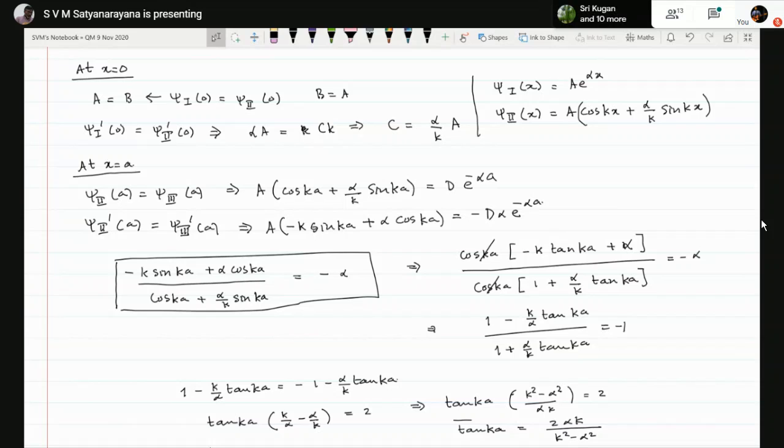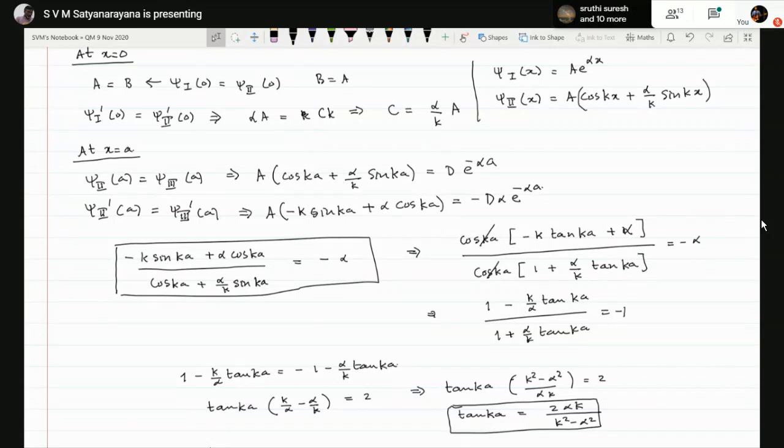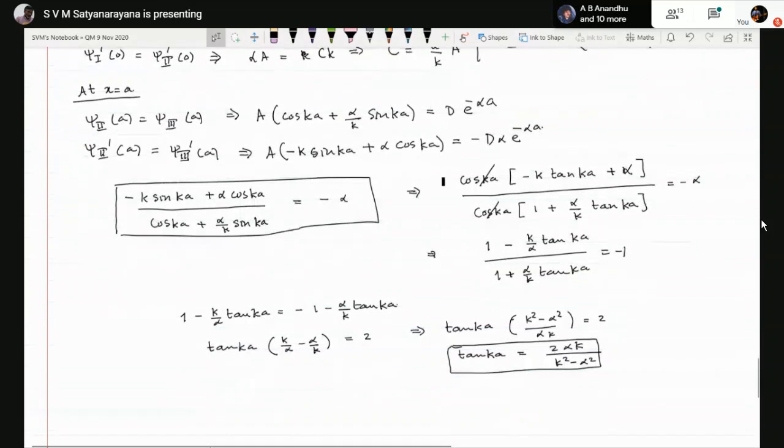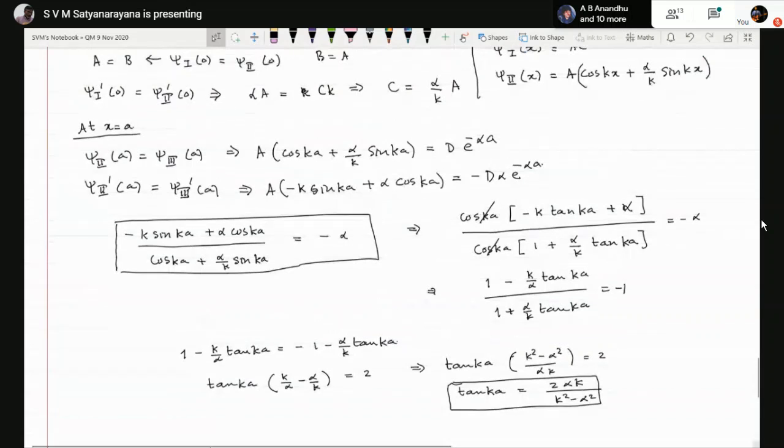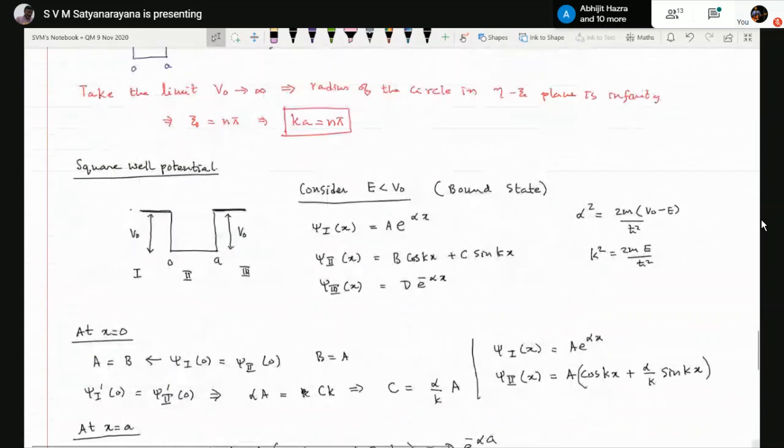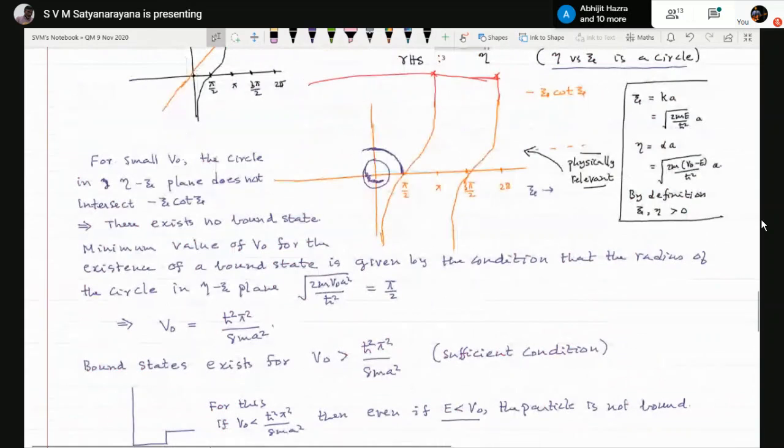Usually this problem will get nicely divided if we use what is called a reflection symmetry about the origin. But I tried to do it with 0 to a just because we have done the previous problem like that.